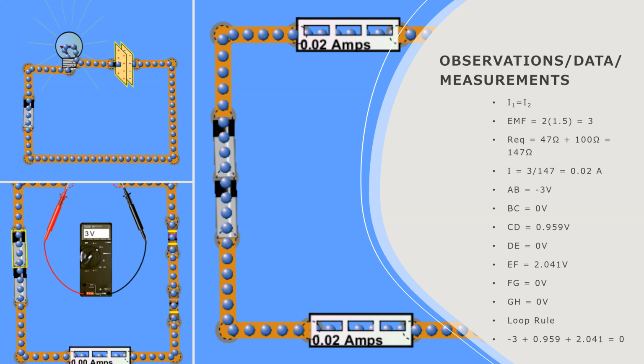If you look in the bottom left picture, that is a similar circuit of what the AB values you see at the right side of the screen, except the wires were connected. This is the potential difference between the points. From A to B, it was -3 volts, BC 0, CD 0.959, DE 0, EF 2.041, FG 0, GH 0. And due to the loop rule, we know that the total of these added up is going to be equal to 0.